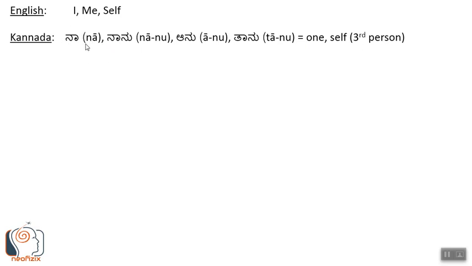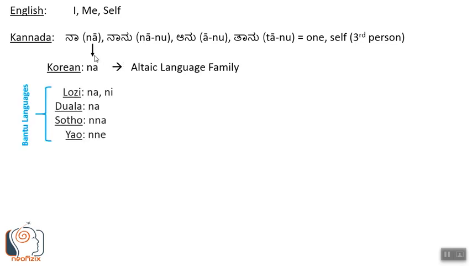Just na, the big na, means I or me. Similarly, nanu, and also we use anu and tanu. Tanu is mainly used in a third person self manner. So these are the words that we use for I, me, and self in Kannada. And the sound na is related to the same meaning I in Korean, as na. And Korean belongs to the Altaic language family.